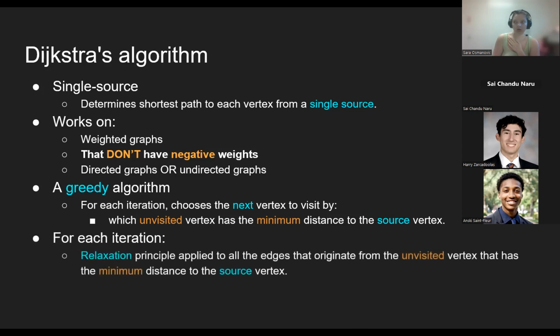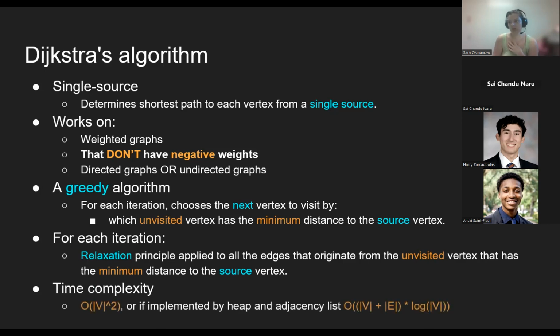Another thing that happens at each iteration is the relaxation principle, which I will talk about in detail later. It is applied to all the edges that originate from the current node, so the unvisited vertex that has the minimum distance to the source vertex. So the one that you're observing, it relaxes all the edges that originate from that vertex. And the time complexity is O of V squared, or if you use a heap and adjacency list, it's going to be V plus E times log V.